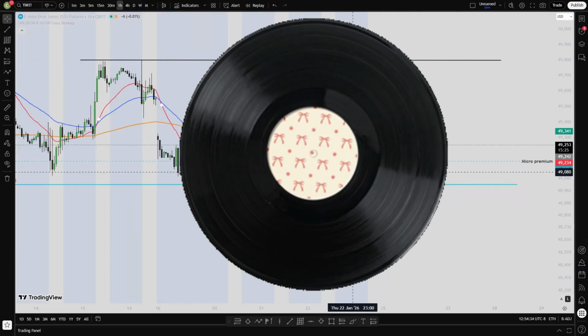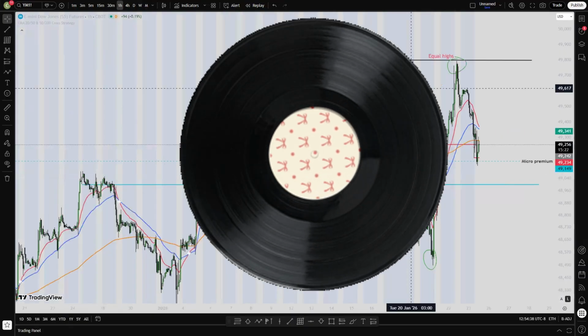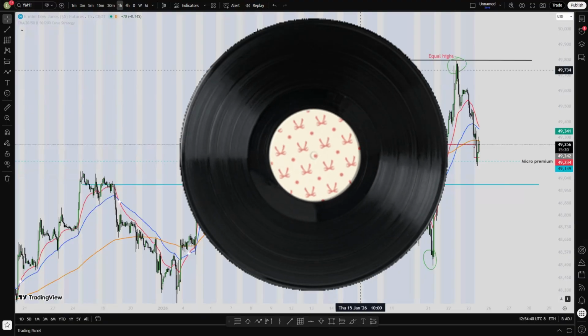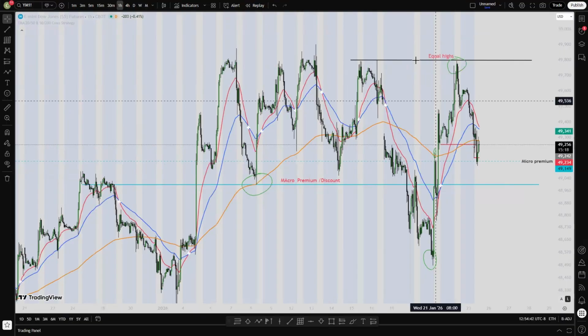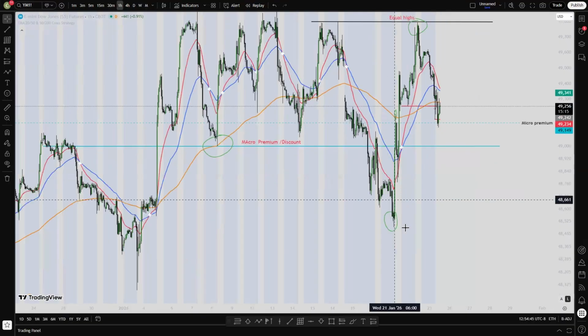When the premium is exhausted, you don't want to take buys anymore. Exhausted is taking out external highs, right? You want to return to a discount. Redistribution: if you don't have a proper sweep, you wait for redistribution.